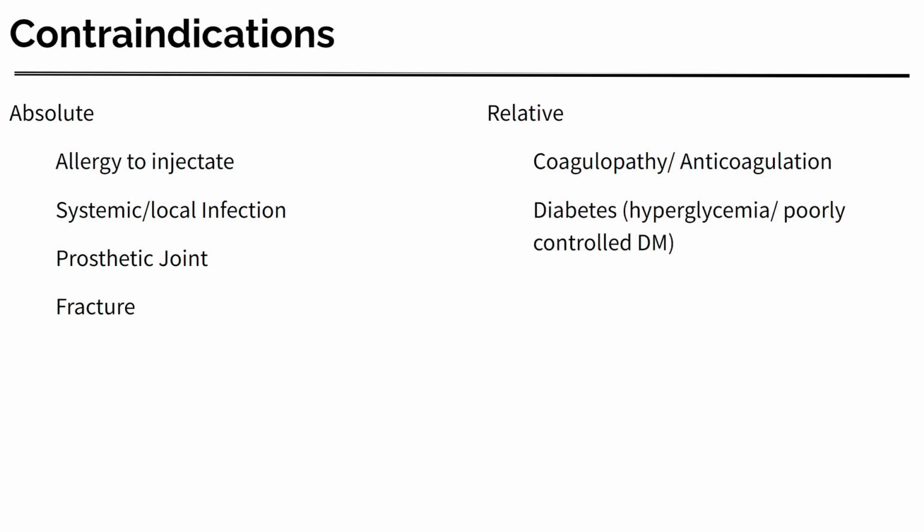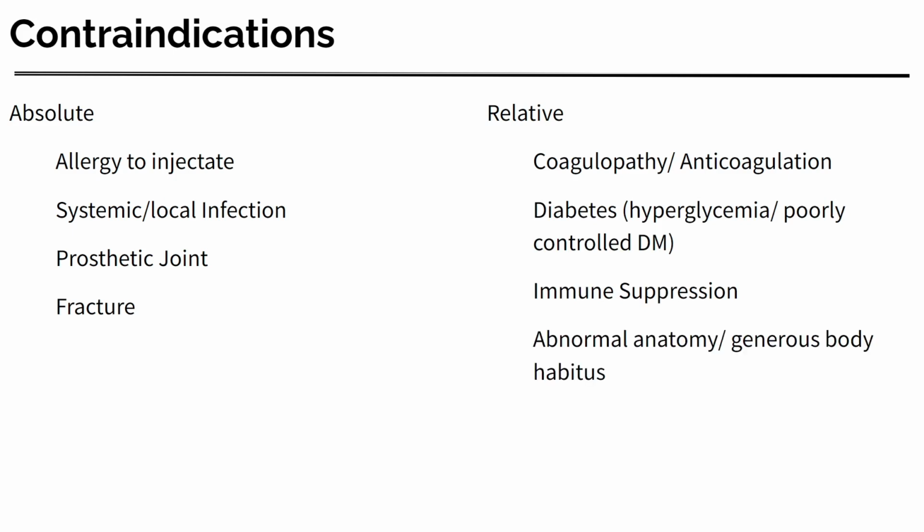Contraindications to injection. There are some absolute ones: allergy to injectate, whether that's the steroid or the anesthetic or any other component, and systemic or local infection. Prosthetic joints should not be injected. And if there's any fracture there, it should also not be injected. Relative contraindications include coagulopathy or anticoagulation, poorly controlled diabetes, immune suppression, abnormal anatomy, or generous body habitus, which can make a lot of injections more challenging, and then no relief from previous injection.